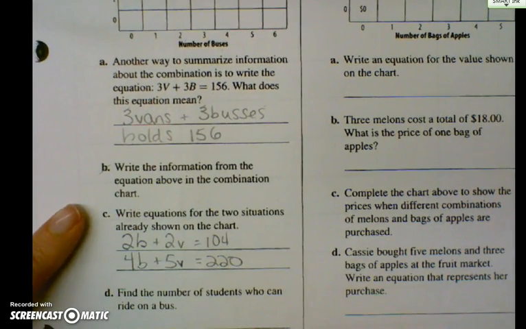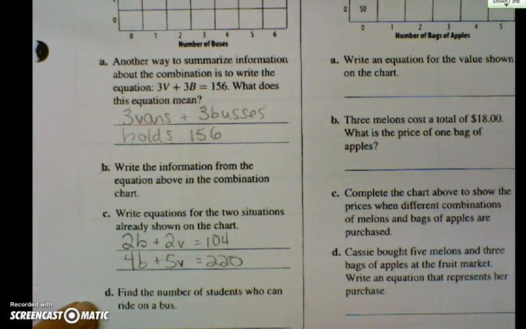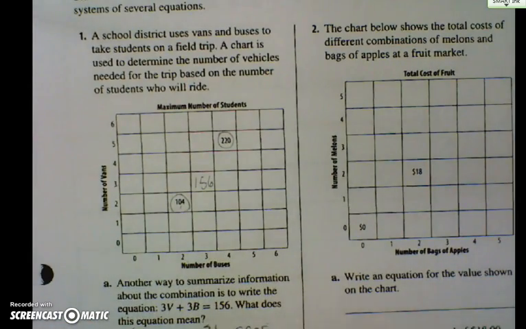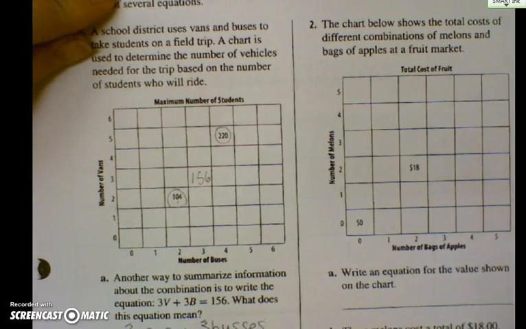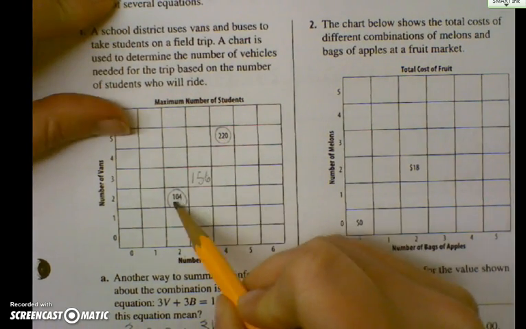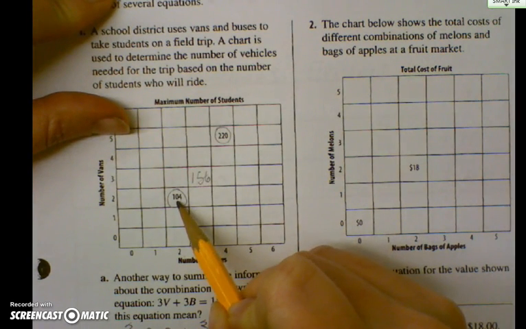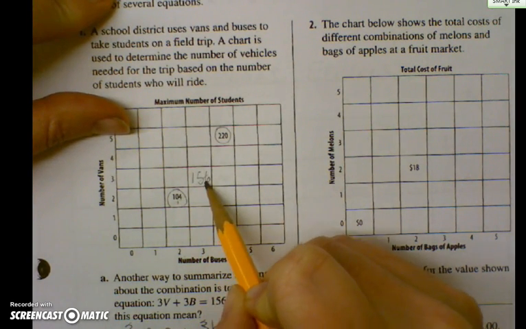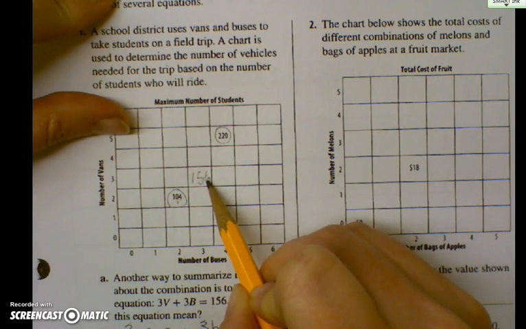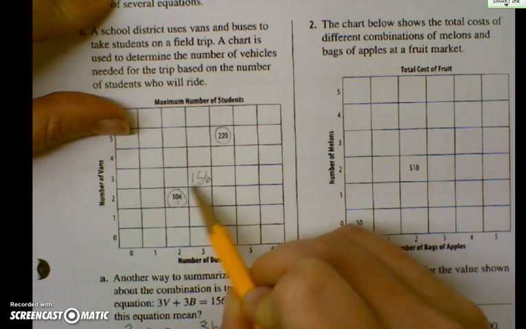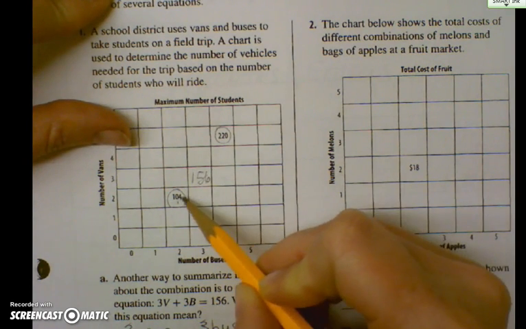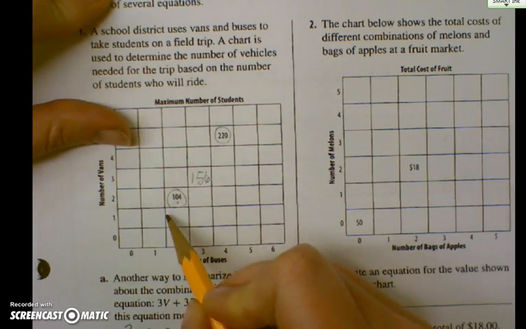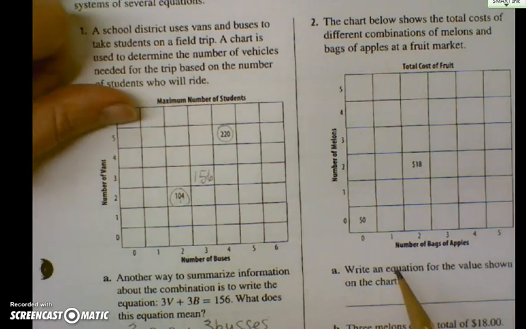And the final question asks to find the number of students who can ride on a bus. So using my combination chart, I'm going to look for the pattern. I notice that there is a pattern going diagonally here. I can tell that the difference between 104 and 156 goes by 52. So the difference in this jump to this jump is, I'm sorry, 52 students, not 152.